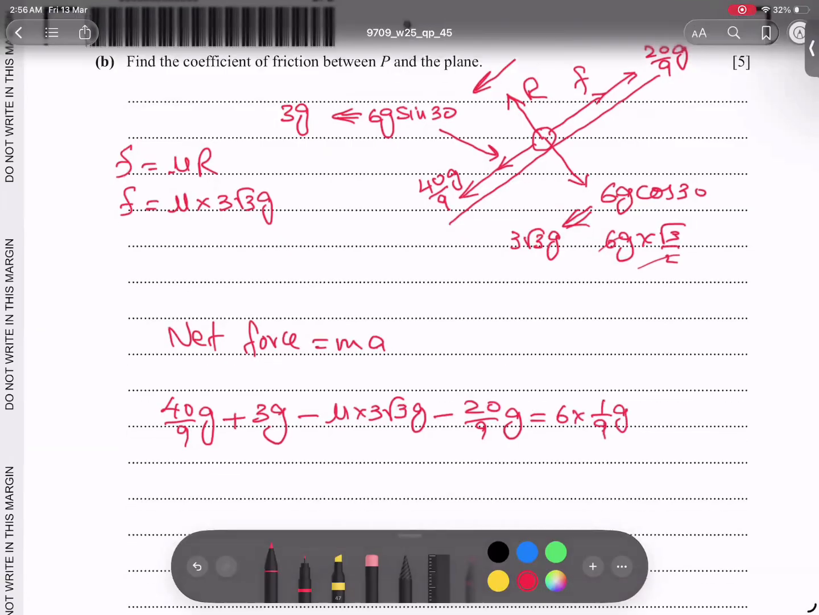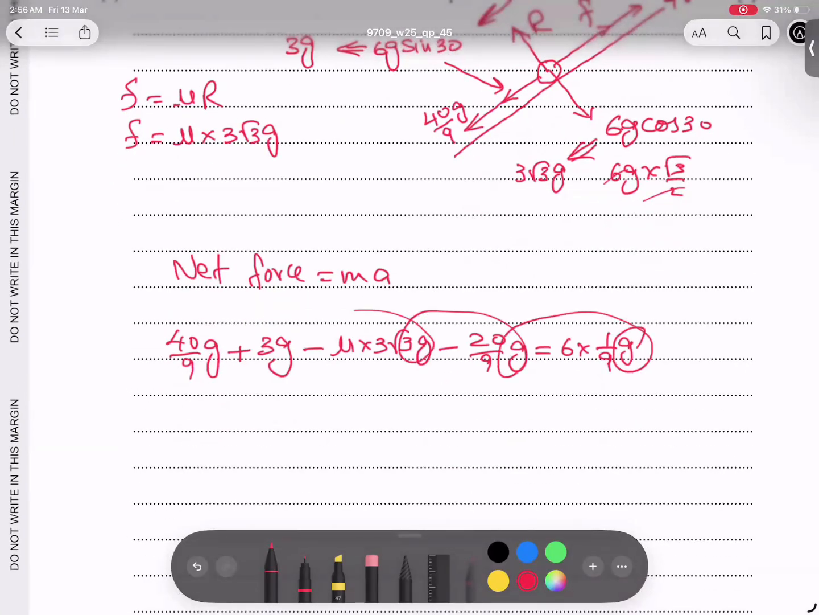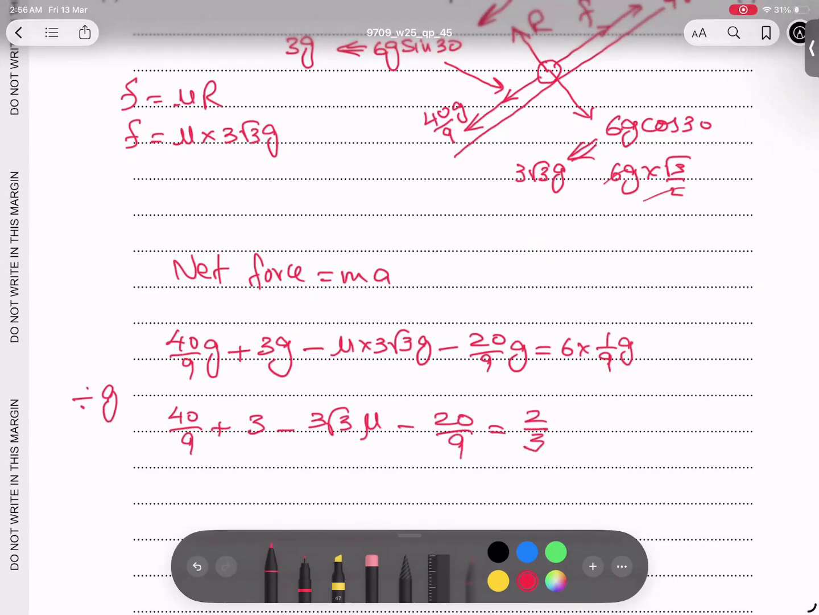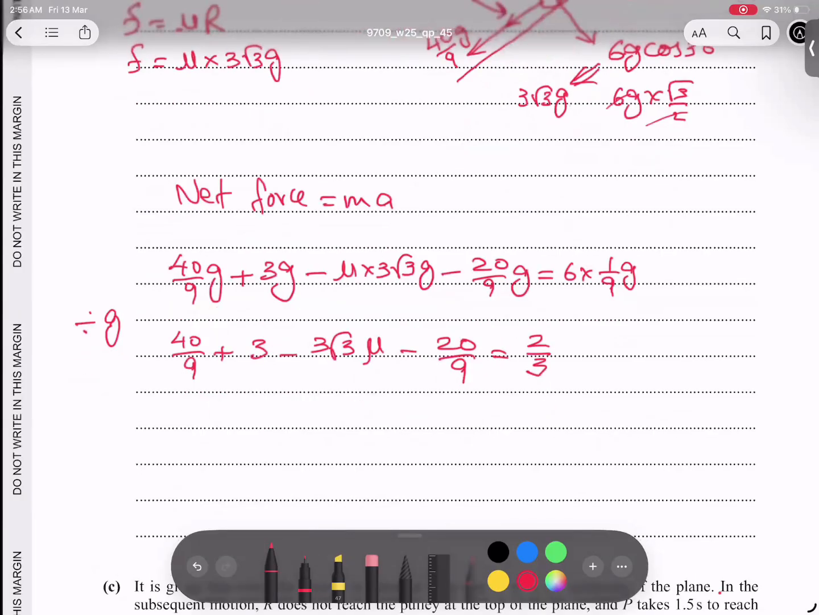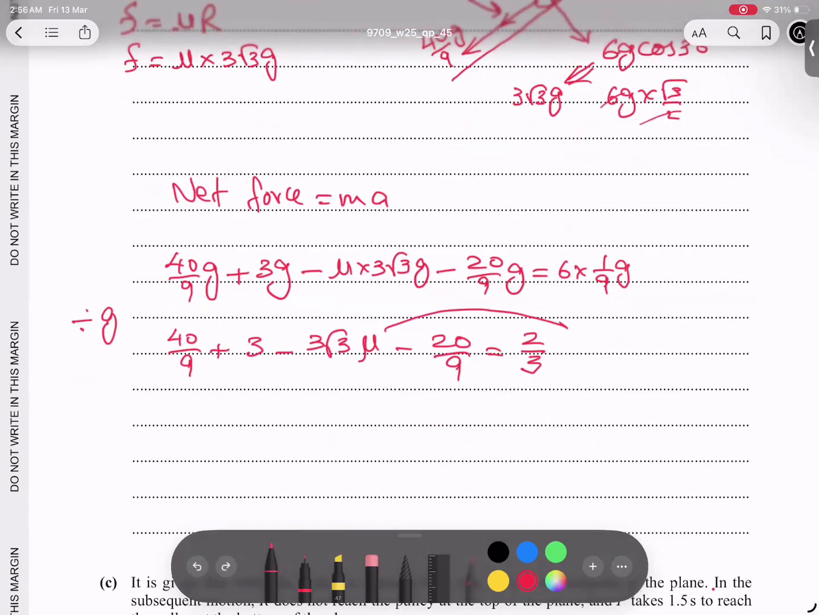All right. So students, now if you see carefully, g, g, g, g, and g. If I divide the whole equation by g, I get 40 by 9 from here, 3 from here, 3 root 3 times mu from here, and minus 20 by 9 from here, and 2 over 3 from here. Now simply I have to make mu the subject and I'll get my answer. I bring this on the other side because of the negative sign: 3 root 3 mu, and the rest I type together: 40 divided by 9 plus 3, negative 20 divided by 9 and negative 2 over 3.